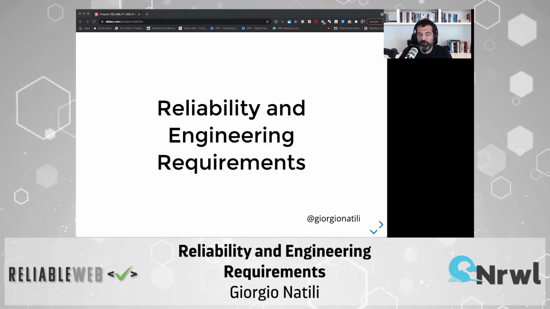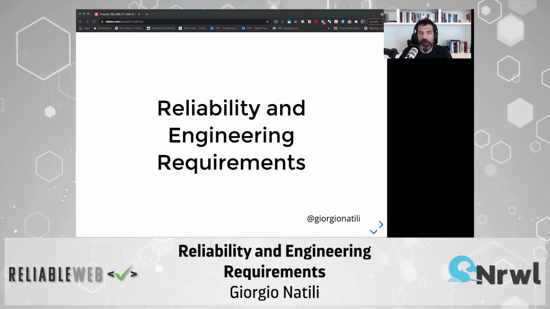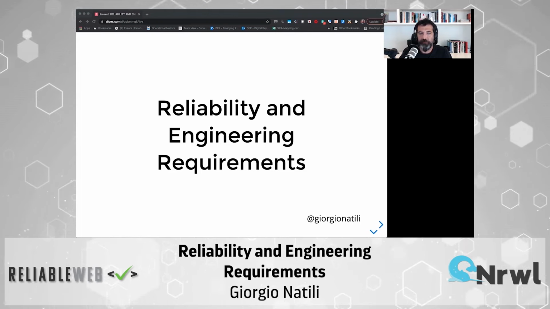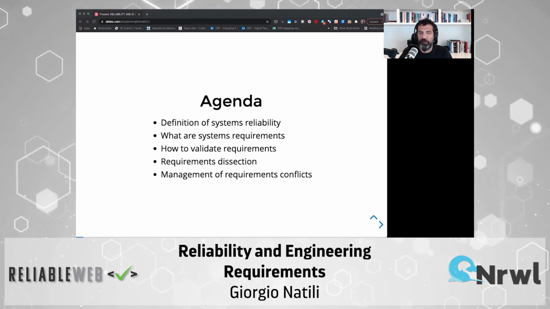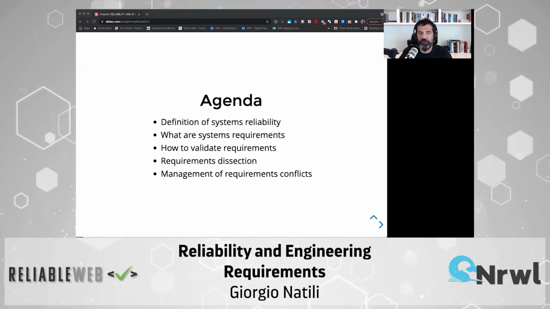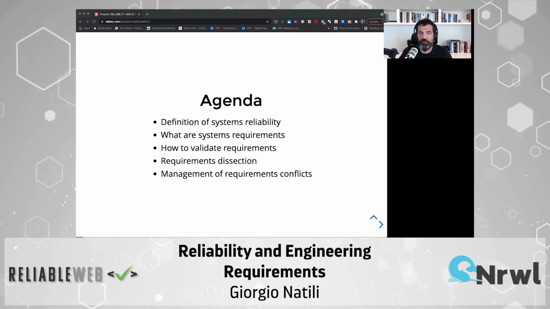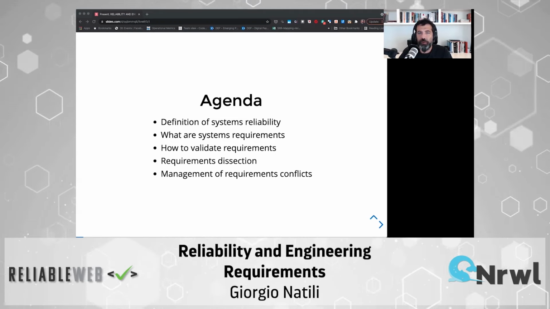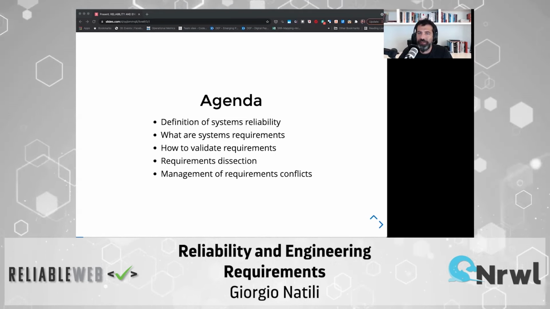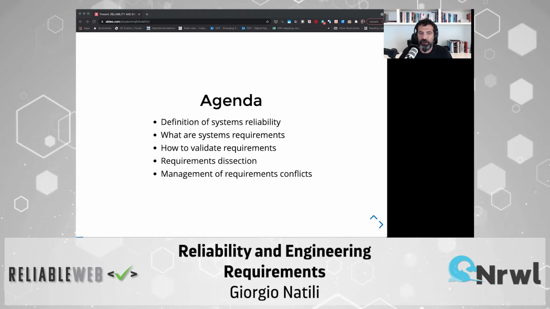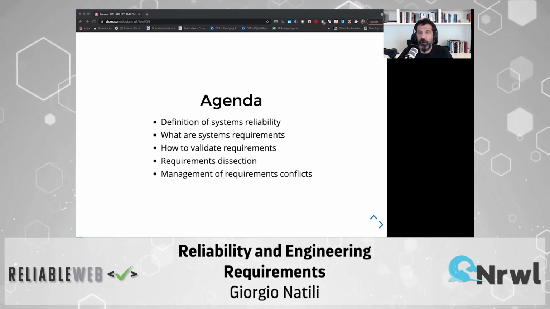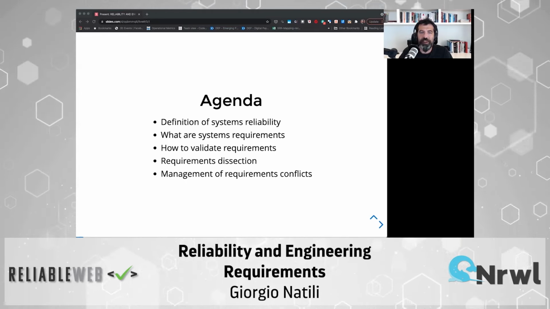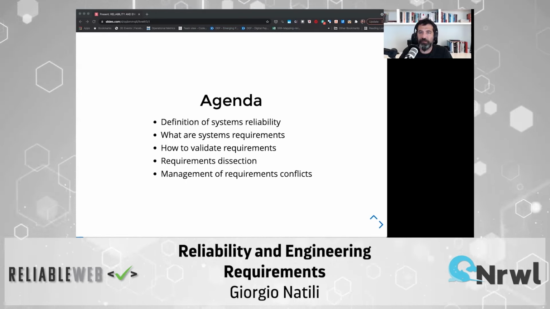I'm Giorgio Natili, and today we're going to talk about engineering requirements, reliability, and resiliency. Our agenda is pretty simple. We'll start with some definitions of what is system reliability, for instance. What are, in essence, system requirements? How we validate them, how we dissect them, and how we manage requirement conflicts. All of this is to build into our requirements the resiliency and reliability that is needed for modern systems.